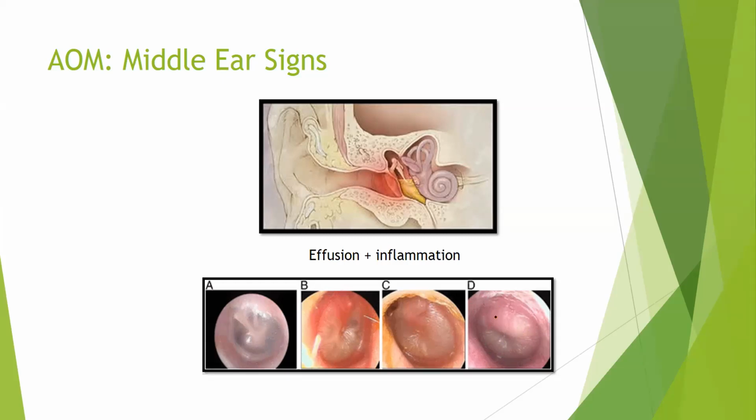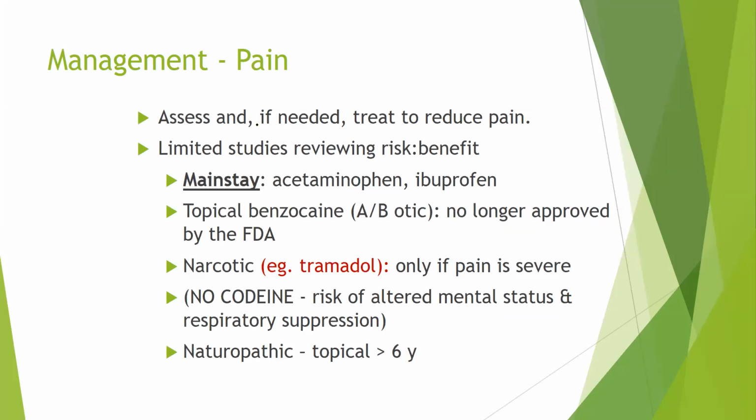This patient hurts, right? So in our management, we want to assess if we need something to treat pain, and we will give that to them. We want to make sure that they're tolerating PO food and fluid, and that they don't have a stiff neck or any signs of meningitis when we're assessing for a bad ear infection. The mainstays are going to be pain relievers. Topical benzocaine has been utilized for pain in the ear, but now it's no longer approved by the FDA. Patients will often ask for this, but now we really cannot help them very much.